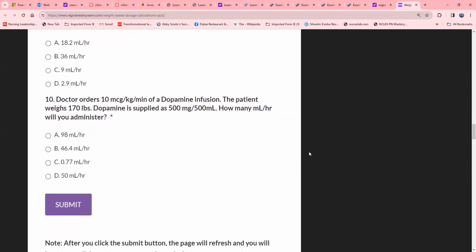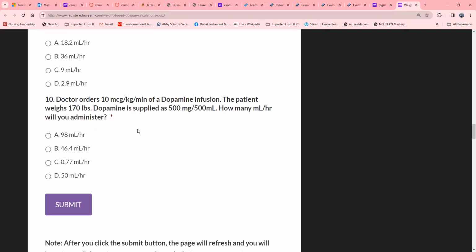Let's look at number 10. Okay, so look at this last part of the question. It's asking for mLs per hour. A couple things you have to look at here. First of all, what is my time in? So look at your order, because your order tells you what your time is in. And your order is in micrograms per kilogram per minute, right? But you have to get it to mLs per hour.